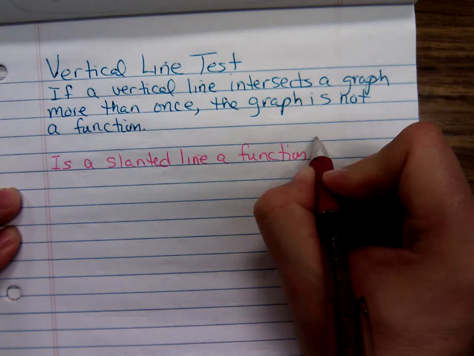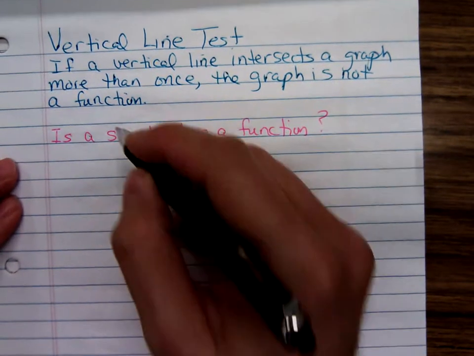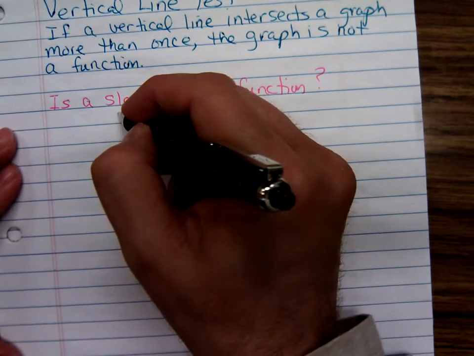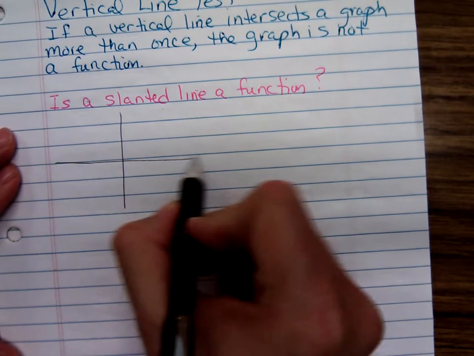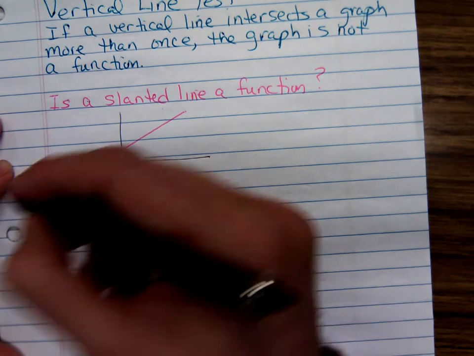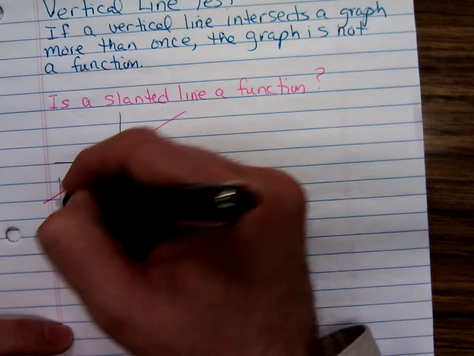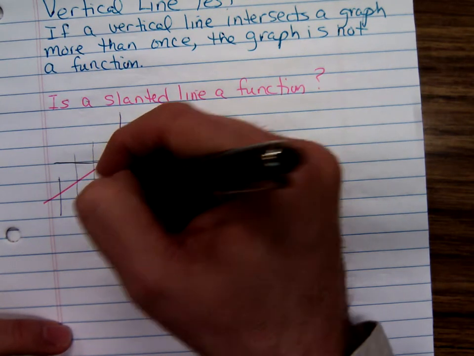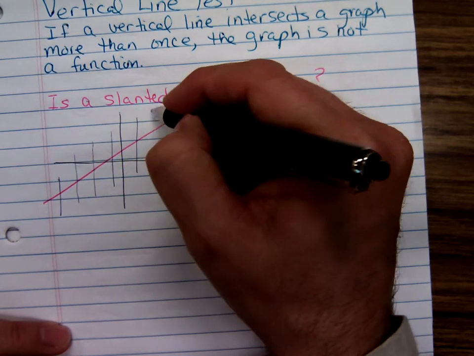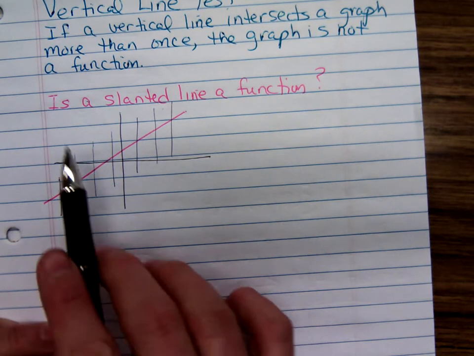Now, to do that, let's just draw a slanted line. Here's my xy axis. And I'm just going to draw a slanted line there. If you started drawing, notice it only intersects the y-axis once. What about if you drew other vertical lines? With a slanted line, would a vertical line ever intersect it more than once? No. So is this a function? Yes.